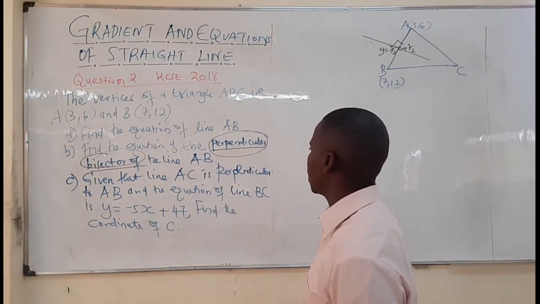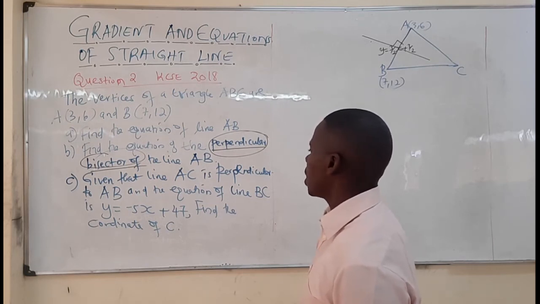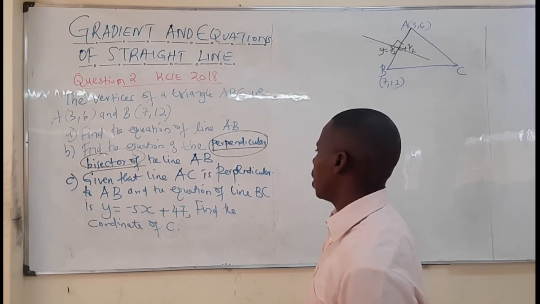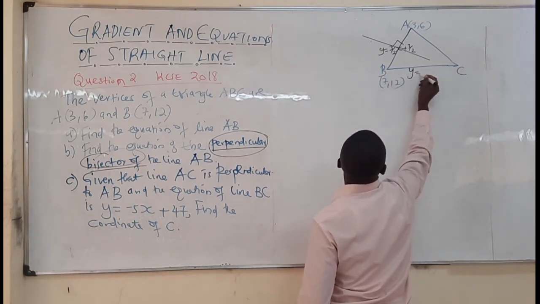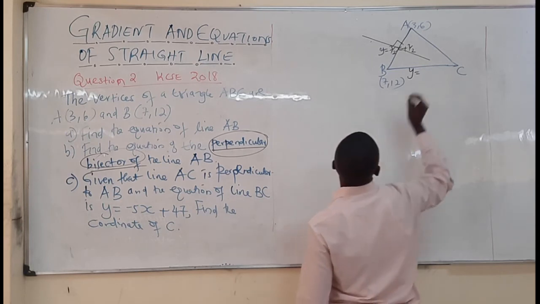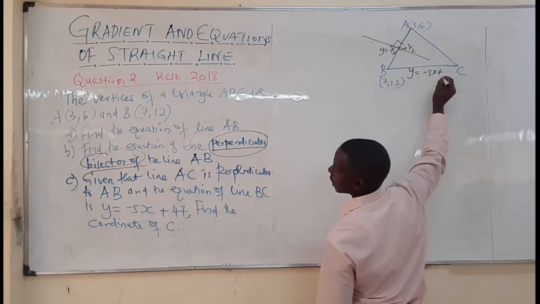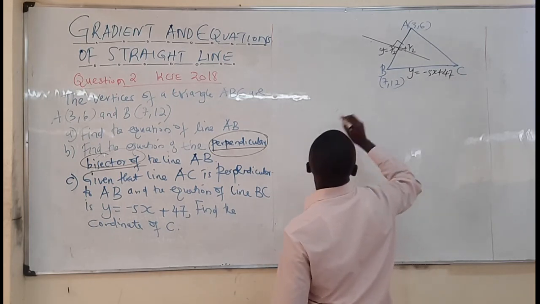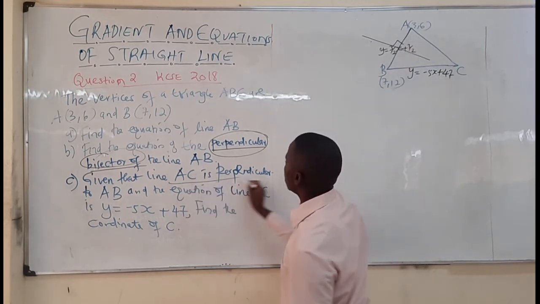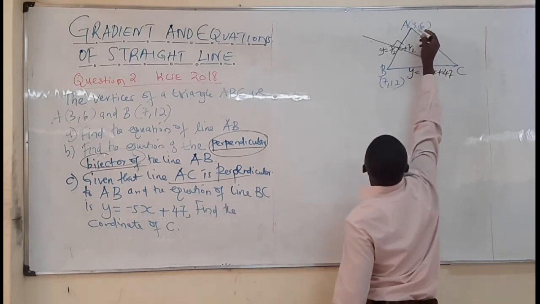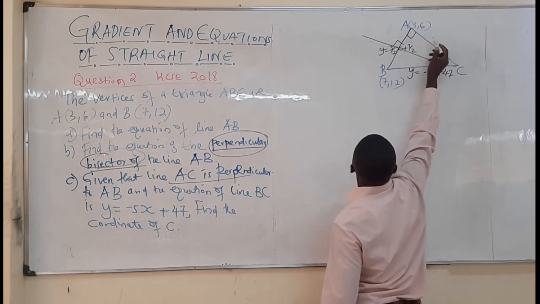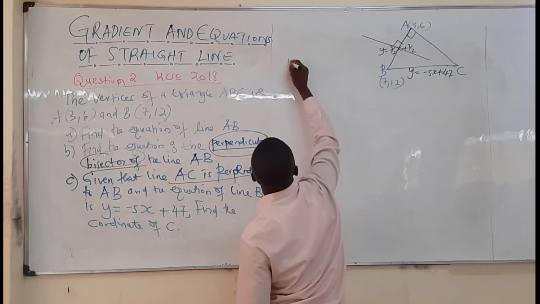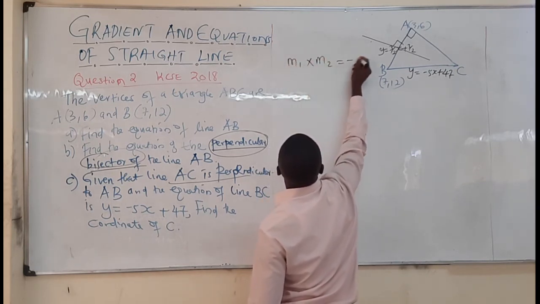It says that given that line AC is perpendicular to line AB, and the equation of line BC is y is equal to minus 5x plus 47. So the equation of BC is y equals minus 5x plus 47, and you know that AC is perpendicular to AB, meaning that AC makes an angle of 90 degrees. In other words, for perpendicular lines, we know that m1 times m2 is equal to minus 1.